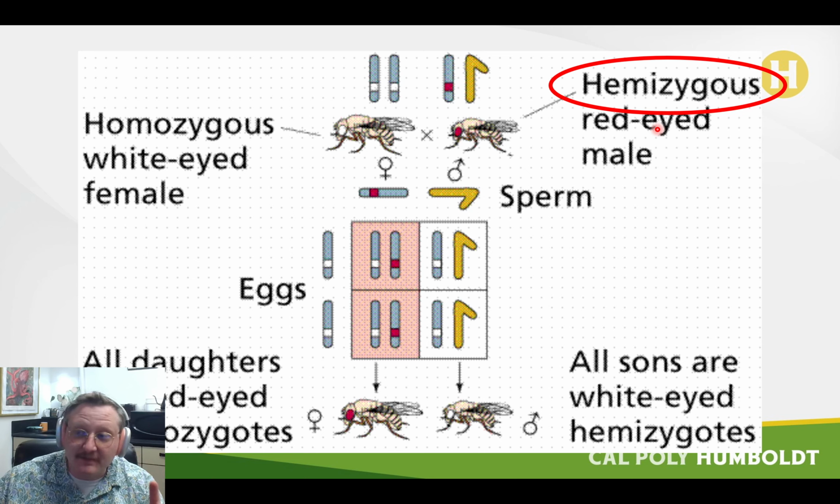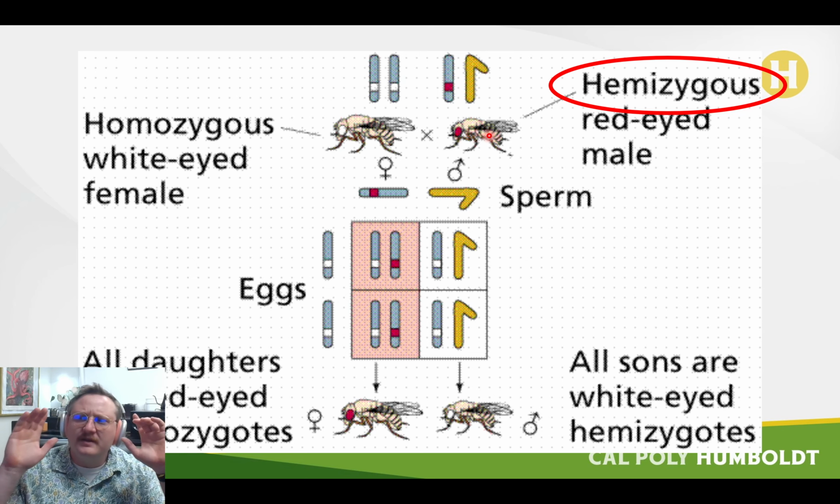Now this is what we would call a hemizygous individual. Males are hemizygous for characteristics encoded on the X chromosome because they only have one X chromosome. So this red-eyed male only has one copy of the gene, and it is the red-eyed version. So now we can do a Punnett square here. Okay? You make the Punnett square.